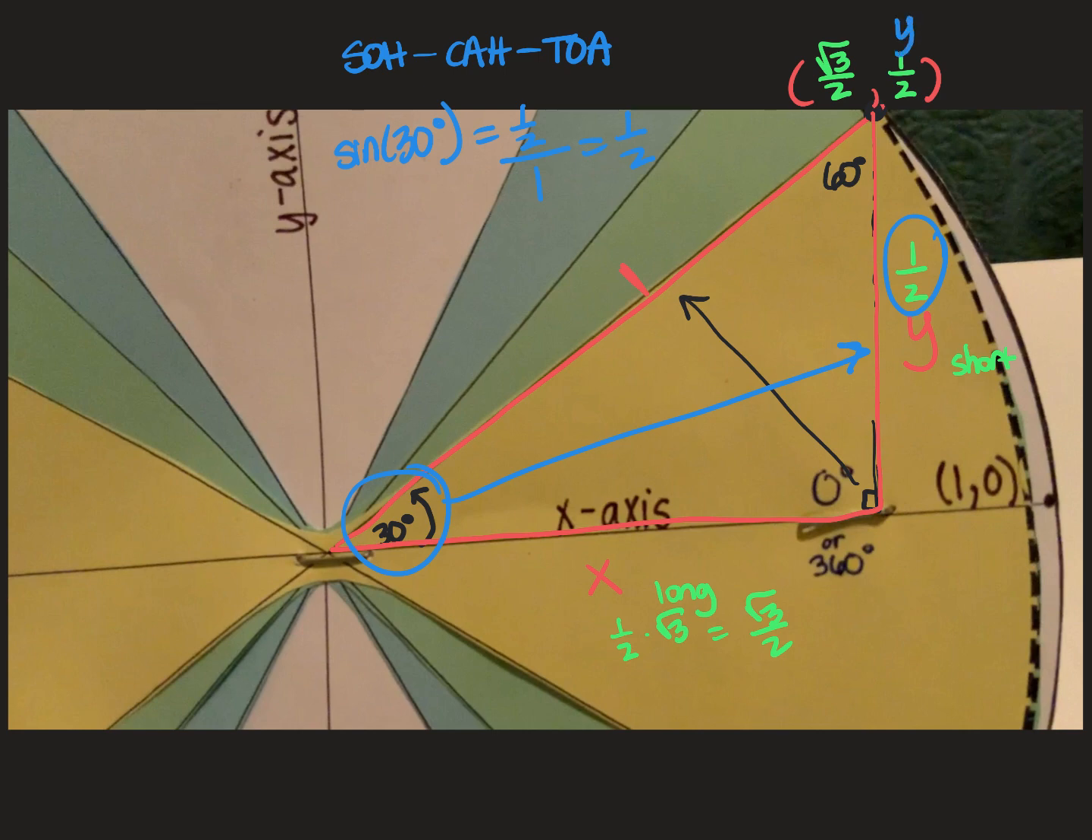Okay, let's look at cosine of 30 degrees. Cosine is adjacent over hypotenuse. Adjacent to 30 degrees would be radical 3 over 2.